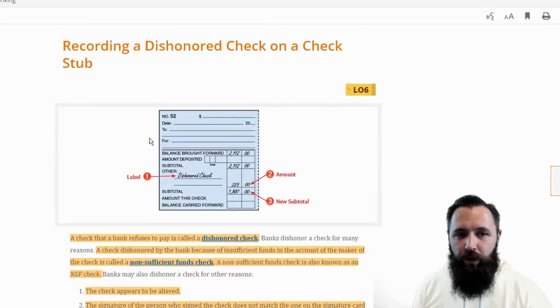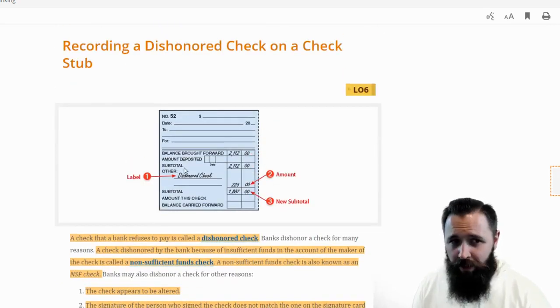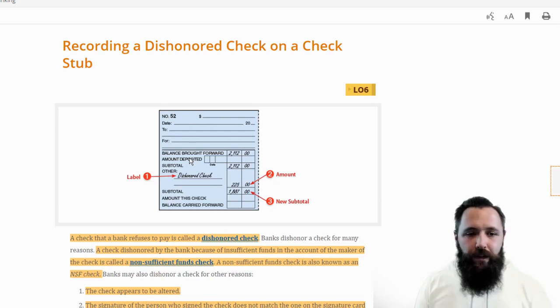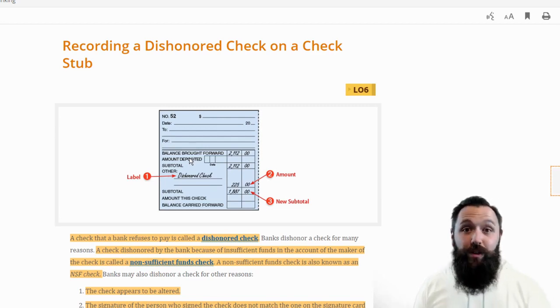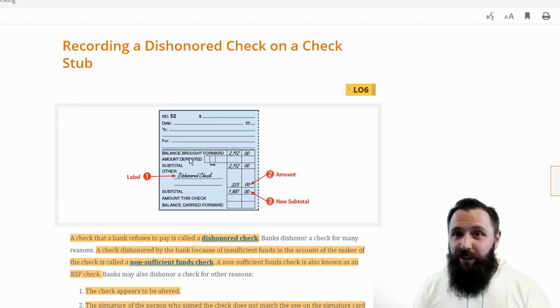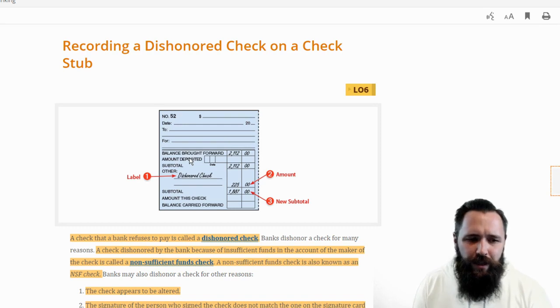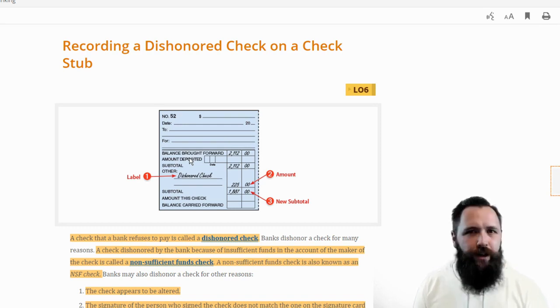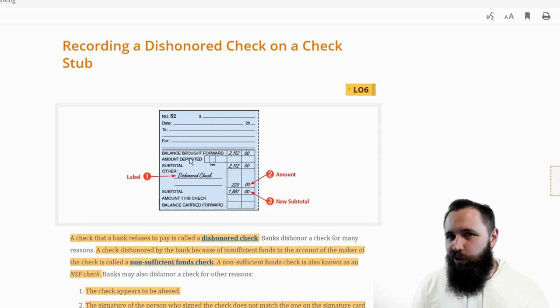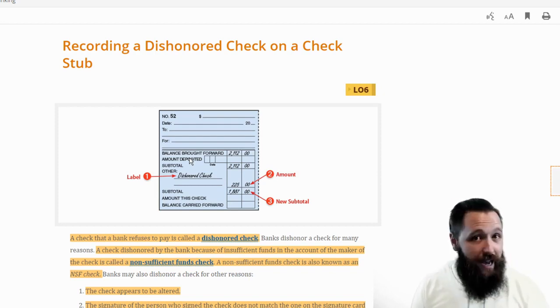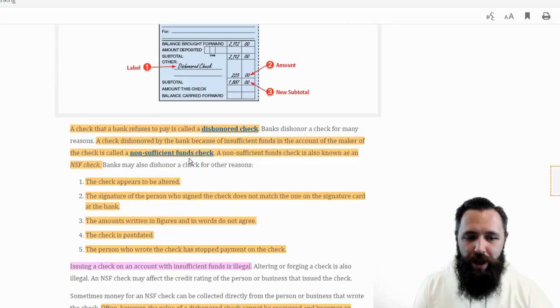So we are going to record a dishonored check on this check stub here. And how do we do that? Well, on this line that we had previously for service charges in 5.2, we just write dishonored check. Is that dishonored check going to reduce our balance or increase our balance? Well, it's going to reduce our balance because we thought that money would be there and now it's not.